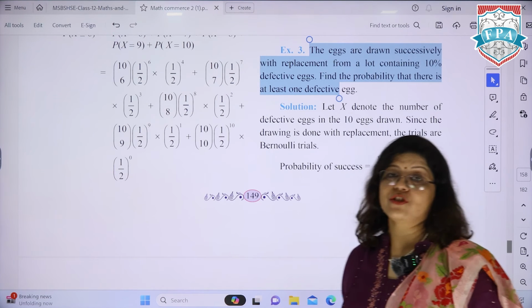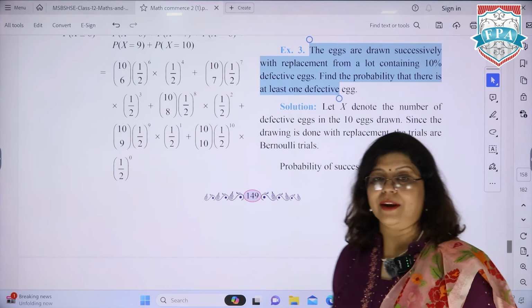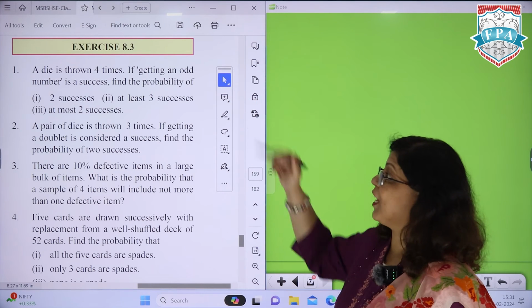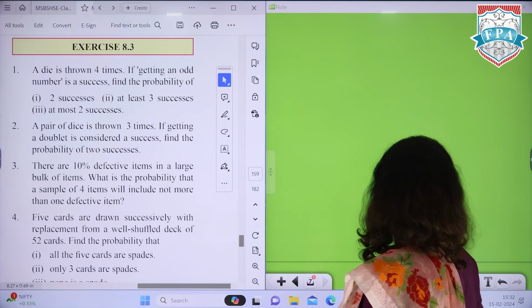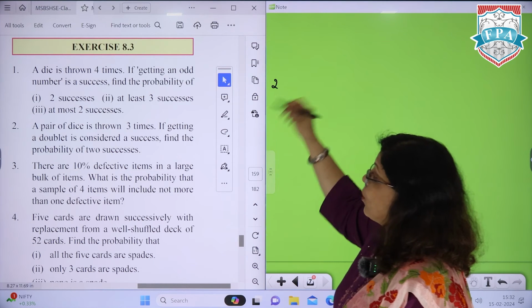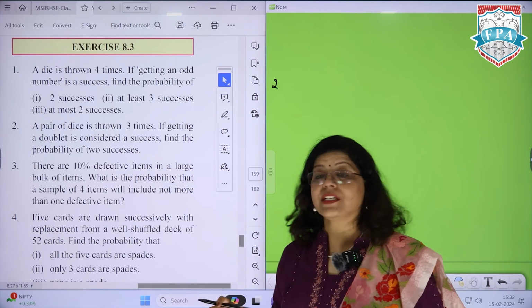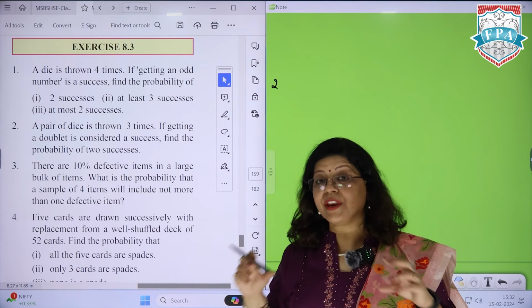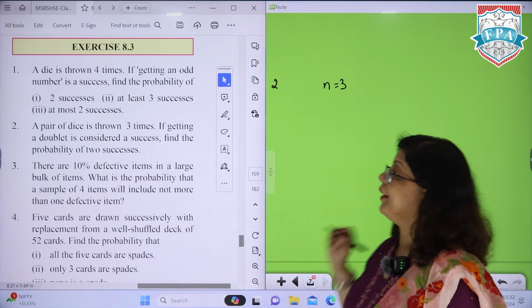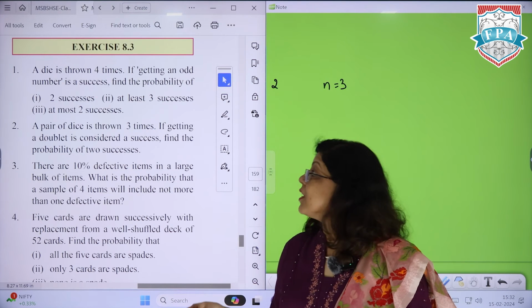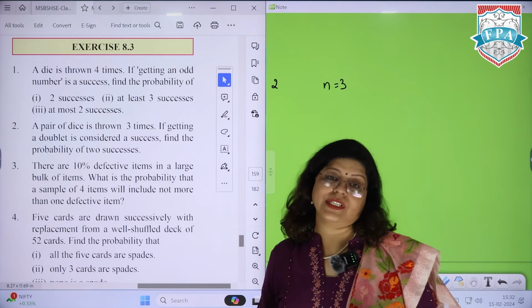Now let's do some questions to understand this in a better manner. Here we are taking exercise 8.3 to start with. Let's see question number 2. Question number 2 states that a pair of dice is thrown 3 times. Now this 3 becomes your n over here. So n is 3. If getting a doublet is considered a success, find the probability of 2 successes.